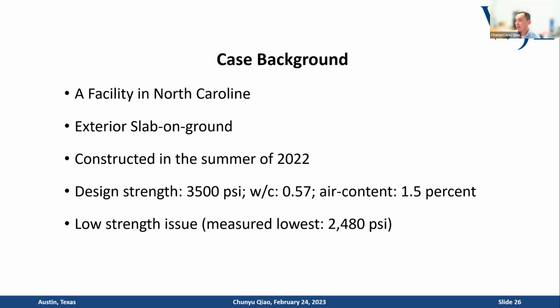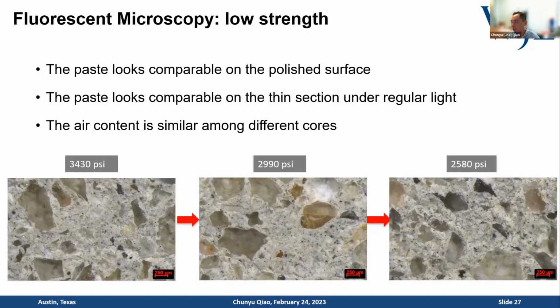The design strength for this exterior slab on ground is 3,500 PSI with a water-cement ratio of 0.457, which is really high, and a 1.5% air content. I believe in North Carolina we don't have a lot of freeze-thaw cycles, so they don't really require air-entraining treatment. Even with a 3,500 PSI design strength, the measured strength of the actual slab was as low as 2,500 PSI, so that's 1,000 PSI lower.